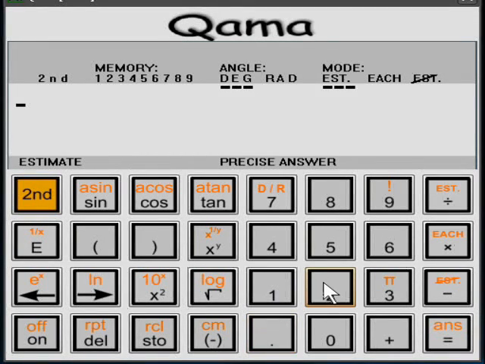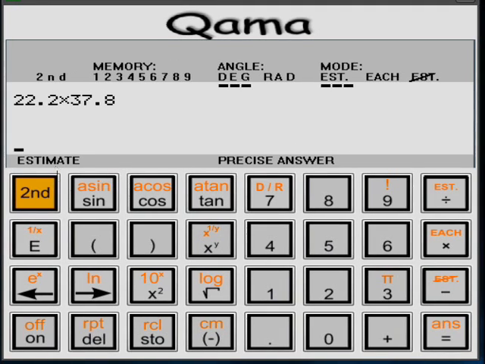Enter a calculation ending with equal. No result, as you see. There will be one, but only after you enter a reasonable mental estimate.